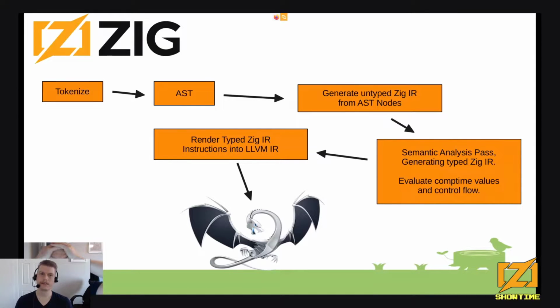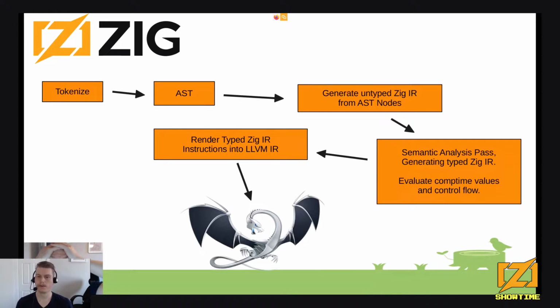In Zig, it's the same thing. This is the same thing that we were just looking at, but just to be more specific, the intermediate representation is broken into two parts. The first part, when we take the AST nodes, we're actually going to generate untyped Zig IR instructions. These instructions encode control flow, but they don't have types yet.